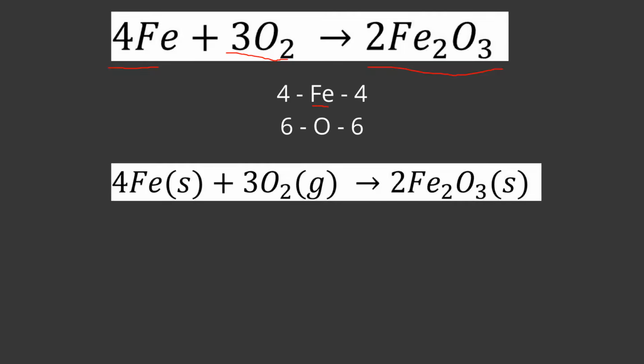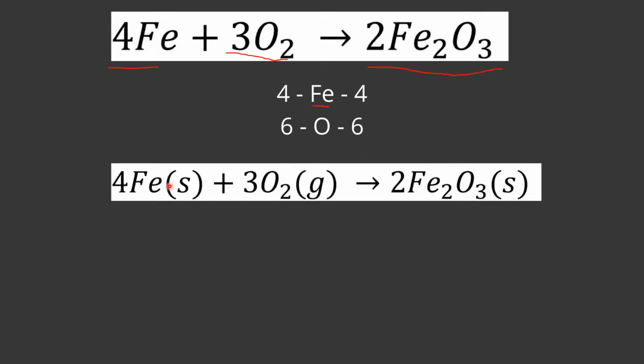Check the number of atoms of iron. You must check with me. It's 4 on this side, and on this side it's 2 times 2, which is 4. The number of oxygens: 3 times 2 is 6, and on the other side 2 times 3 is 6. So your equation is balanced. We are really happy with that. But we're not done, remember. We've balanced the equation.